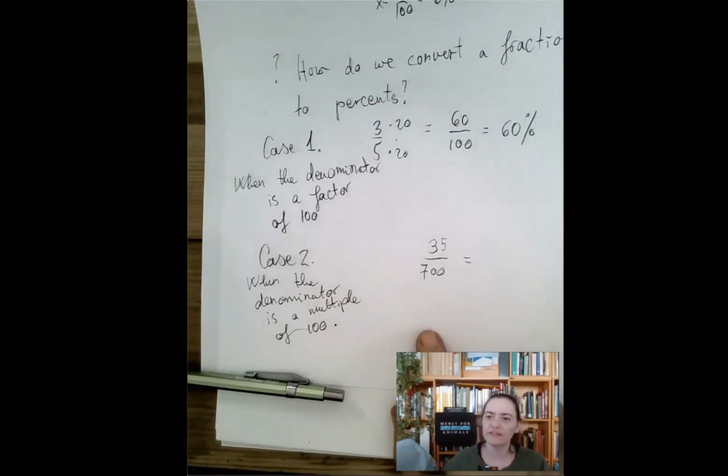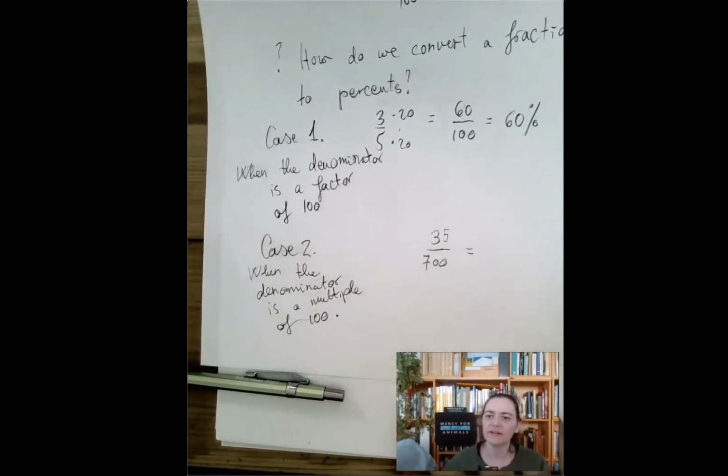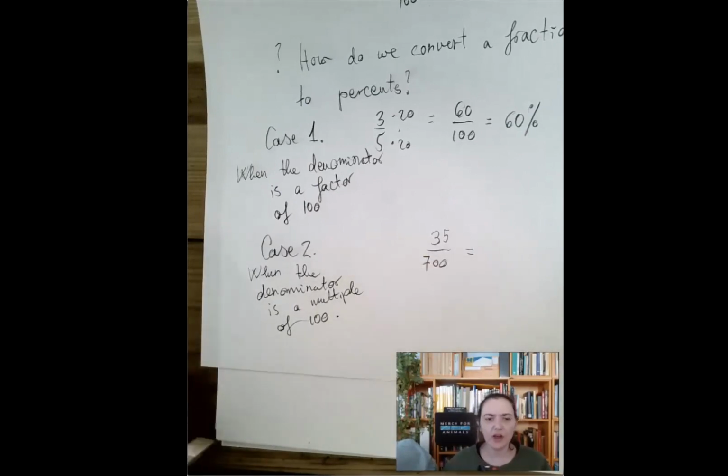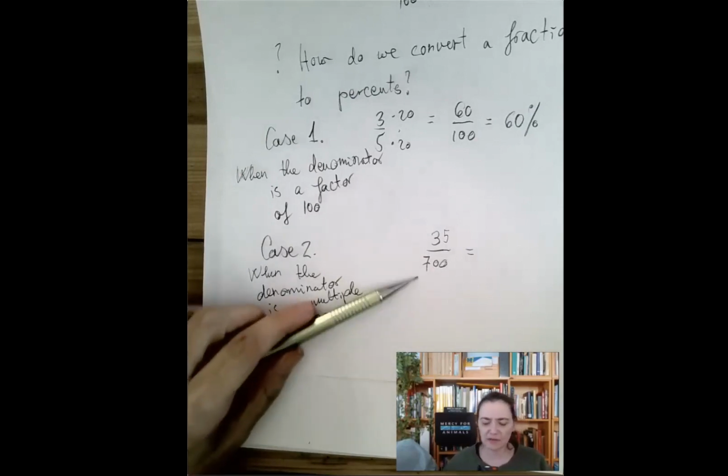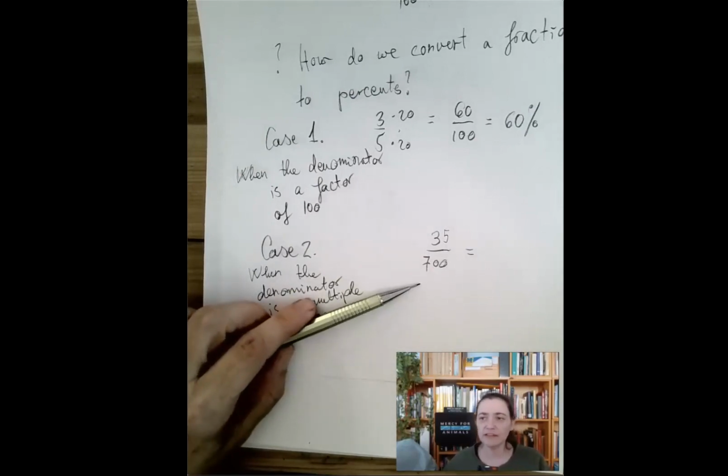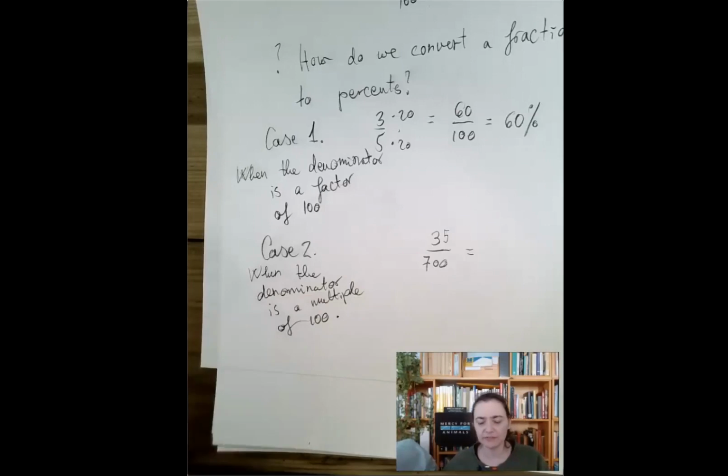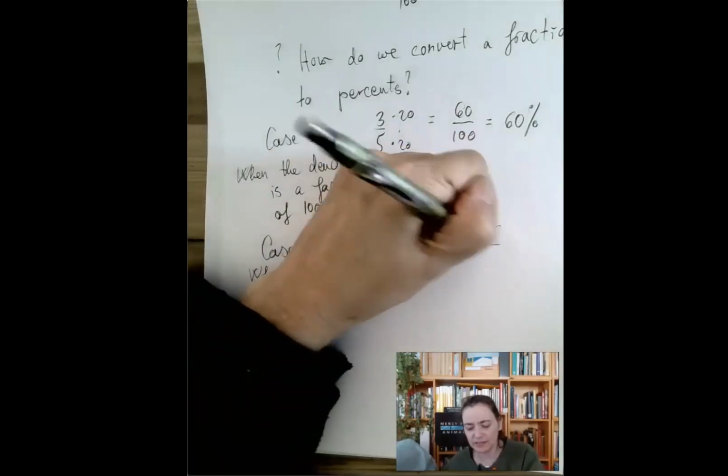35 over 700. Express this as a percent. Exactly. There we go. To get to the denominator. So 1 over 20 might be true, but that's not what we need. I didn't say reduce to lowest terms, but I said write it as a percent. So the best way would be if you divide upstairs and downstairs by 7, and then we get 5 over 100, which is 5%.